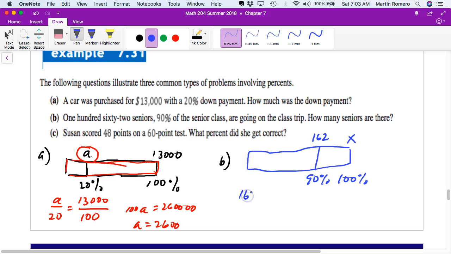So you end up with 162 over 90 is equal to x over 100. When we solve that, you get 16,200 equals 90x. Then you divide 16,200 by 90, and so you get your answer. X is 180.